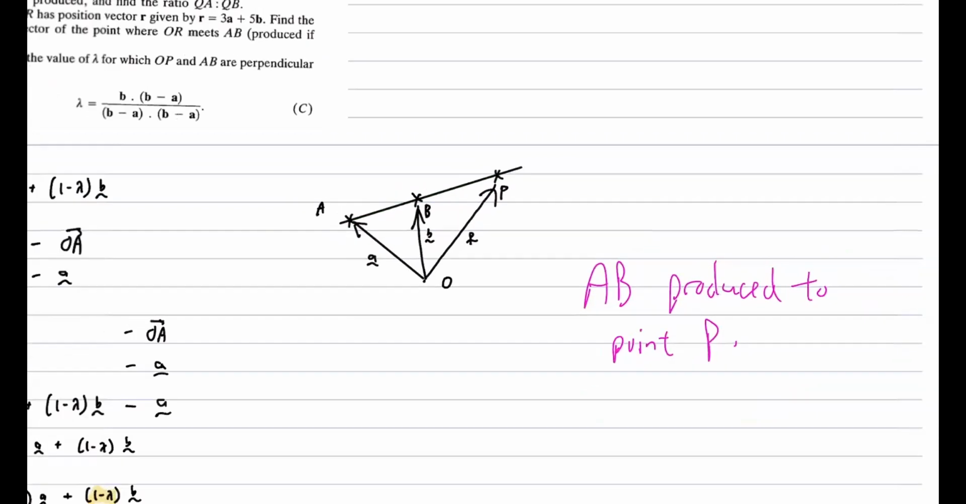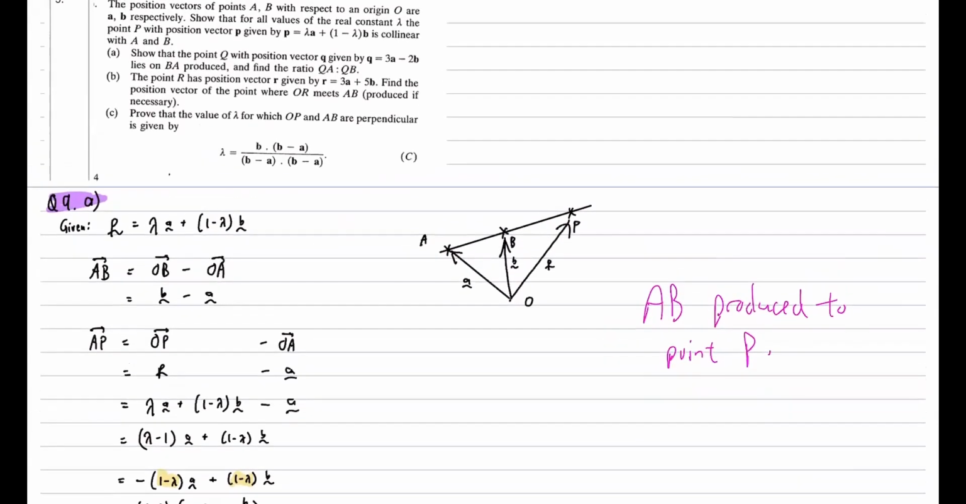Then moving on, we want to show what? You want to show that this point P is collinear. So how do you show collinear? You can find vector AB, find vector AP, and show that they are parallel. Is that clear? Okay, so we're going to do that.